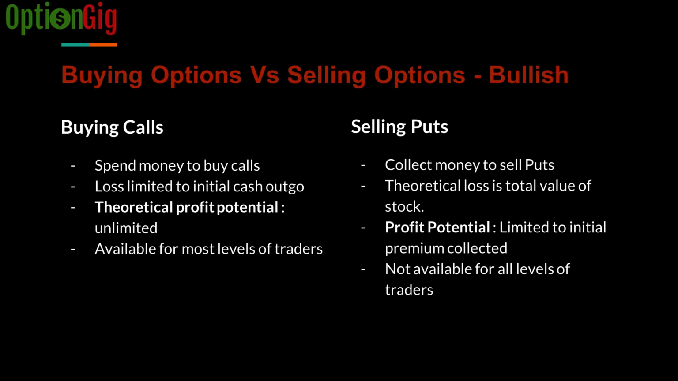So let's compare the two strategies that we looked at for being bullish on a stock. One is buying a call, the other one is selling a put. In buying calls, initially you spend money to buy the call. Maximum loss is limited to the initial amount of money that you spend. That is your initial cash outgo. The theoretical profit potential is unlimited. And that is why this strategy entices a lot of newbie traders, because they think that they can buy cheap calls and then expect the stock to go much higher, and hence resulting in multiples of profits on their initial investment.